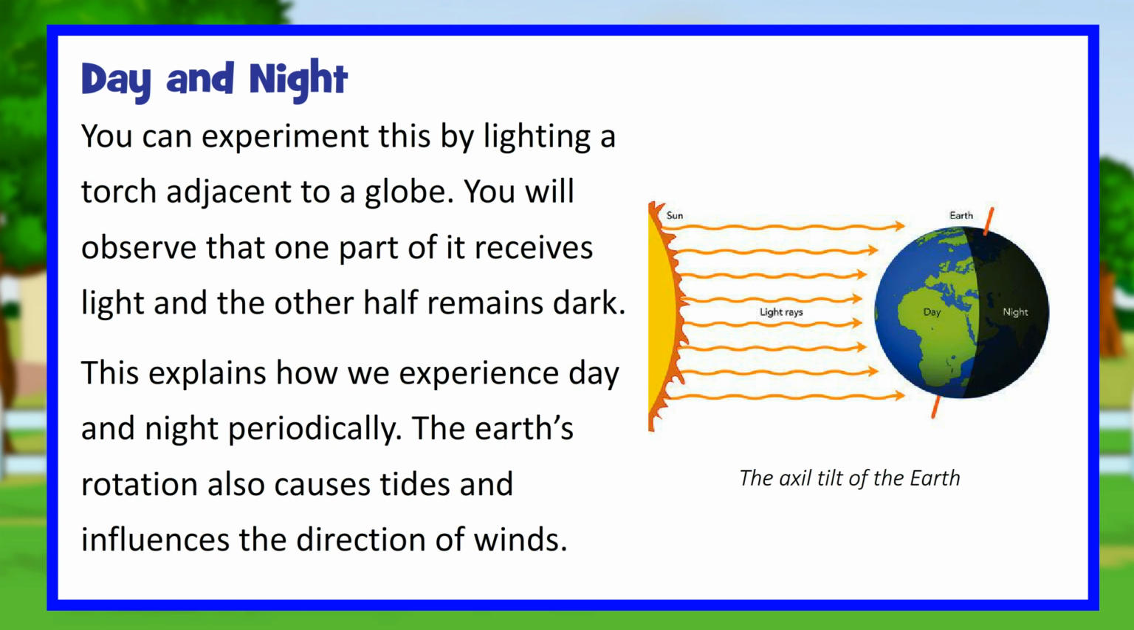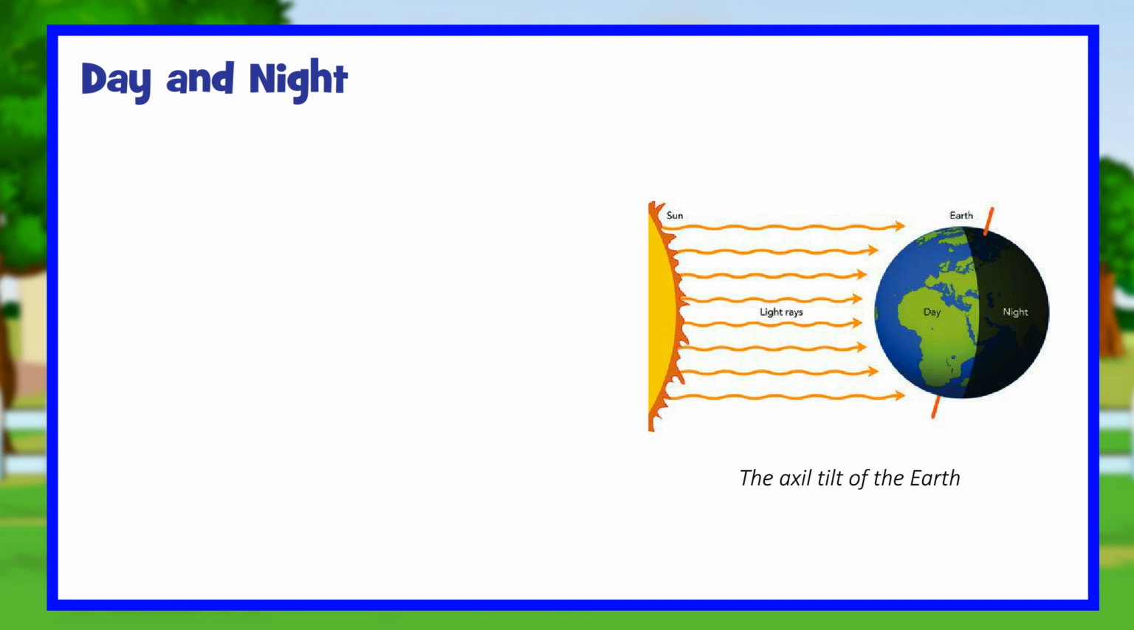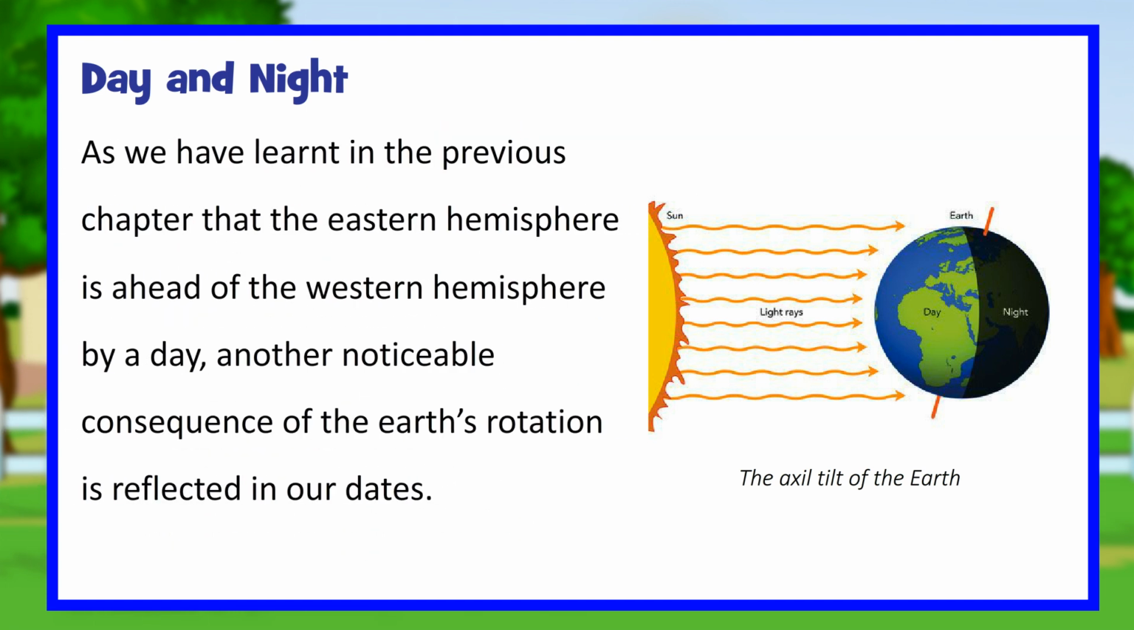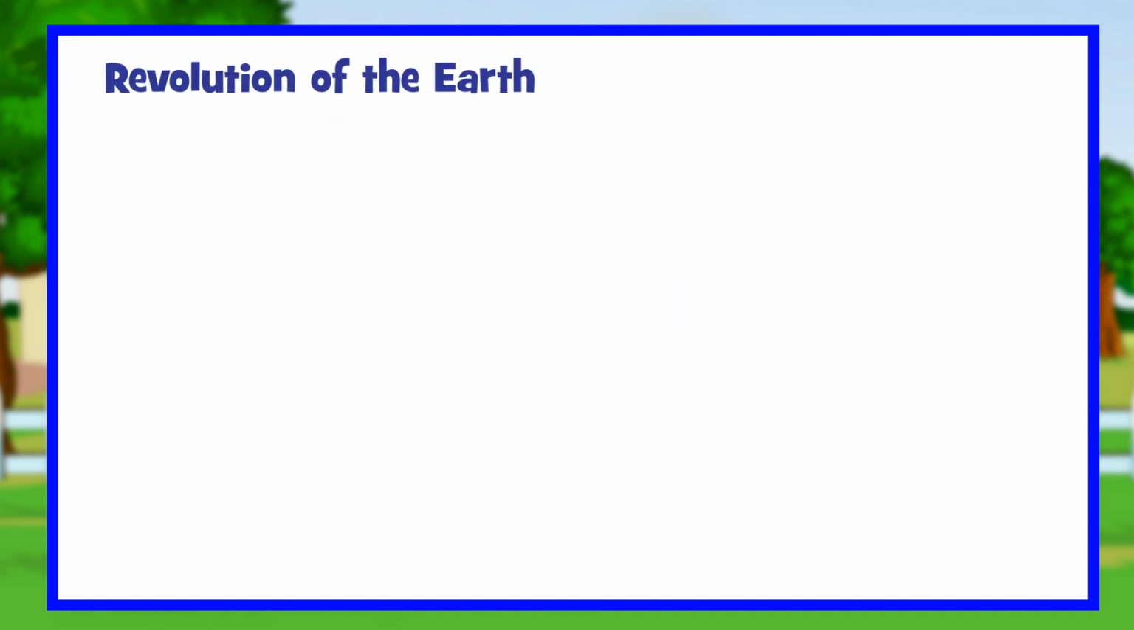The Earth's rotation also causes tides and influences the direction of winds. As we have learnt in the previous chapter, the Eastern Hemisphere is ahead of the Western Hemisphere by a day. Another noticeable consequence of the Earth's rotation is reflected in our dates.